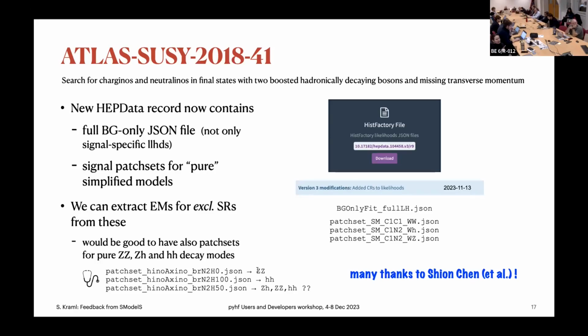Now, for ZZ, ZHiggs, and Z-Higgs final states, we don't have pure simplified model patch sets, but what we can use, or have to use, are these Higgsino-axino sort of models. This is somewhat tricky, so we are still investigating whether we're doing everything correctly with those. To have patch sets for pure decay modes would be more useful for us.